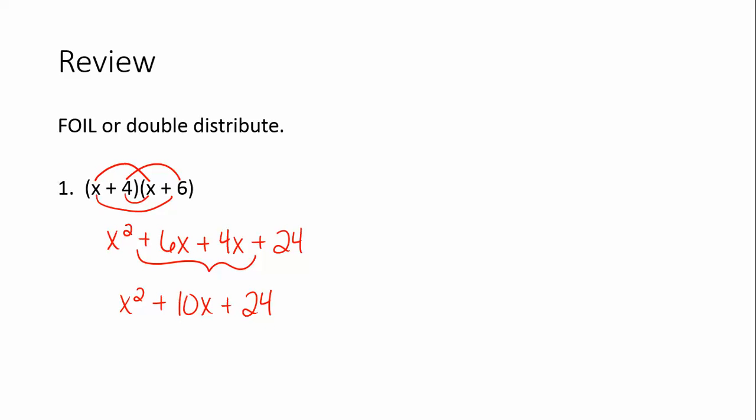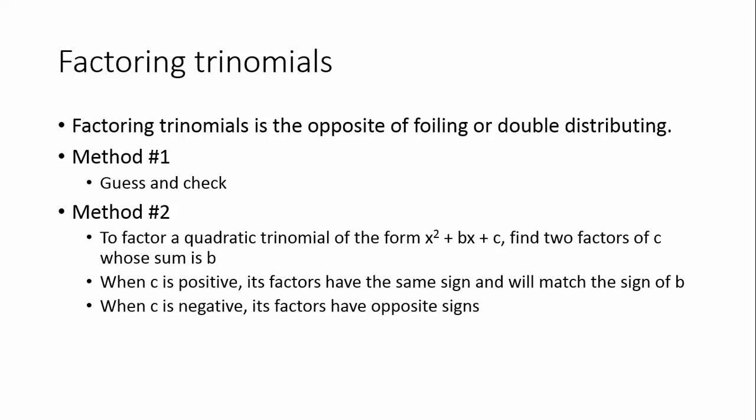What we're going to be doing today is essentially the opposite of the FOIL method. We're going to be starting here with the trinomial, and we're going to be working backwards to factor it. So I do need you to write these steps down, but when we factor trinomials, it's basically, again, the opposite of FOILing or double distributing. So there's the method of guess and check, and that essentially could take forever, especially if you're not sure what you're looking for. So we like to use method 2.